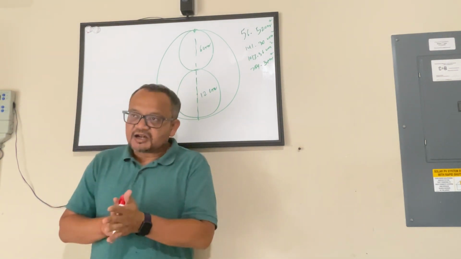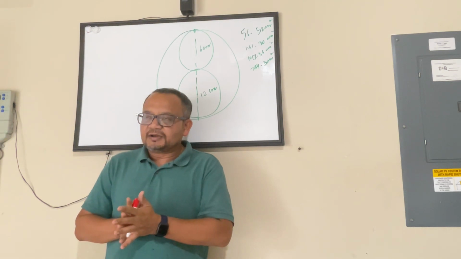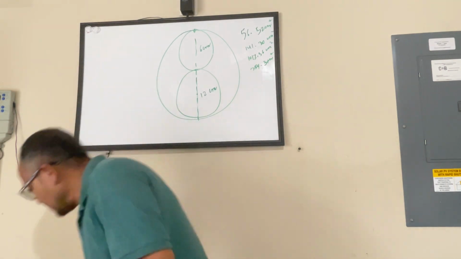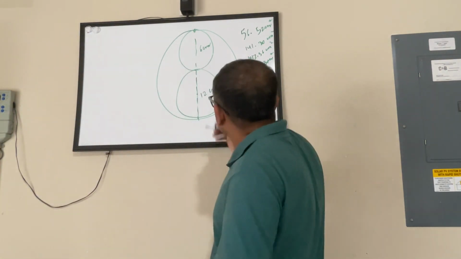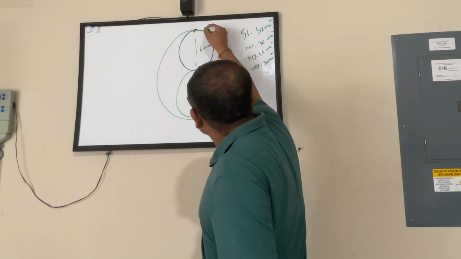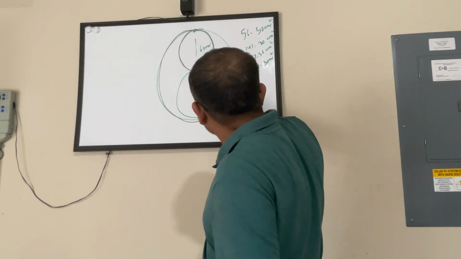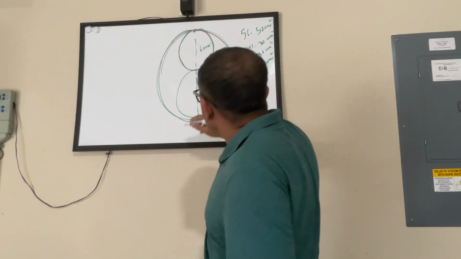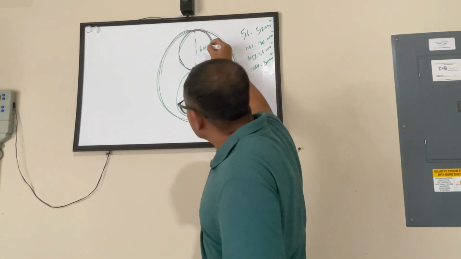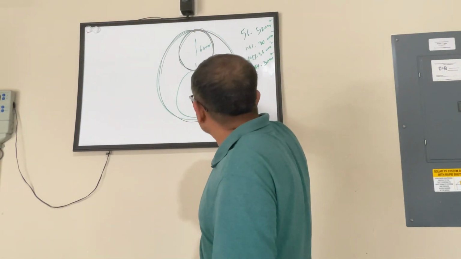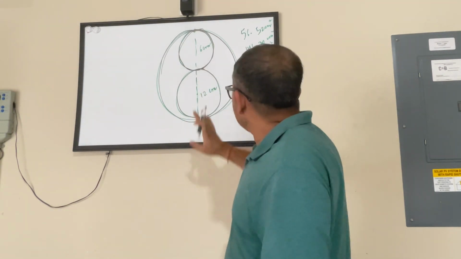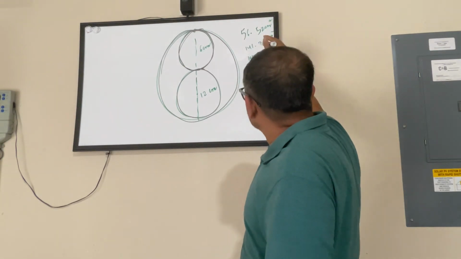So let's start with the first question that I have on the board. If you look at this one, there is a bigger circle, the outer circle. Inside that we have two circles. This one has a 6 centimeter diameter, and this one has a 12 centimeter diameter, and he was given four options.